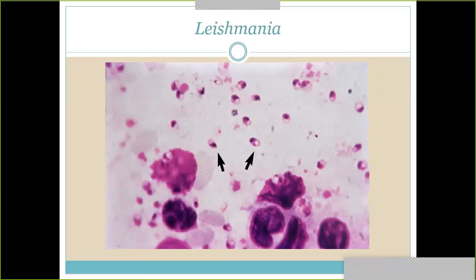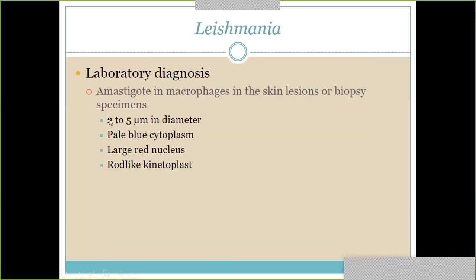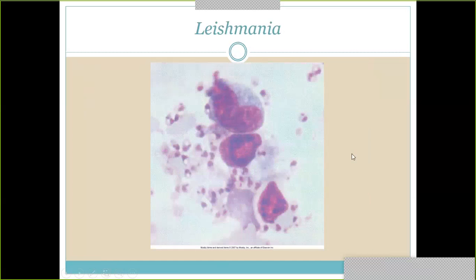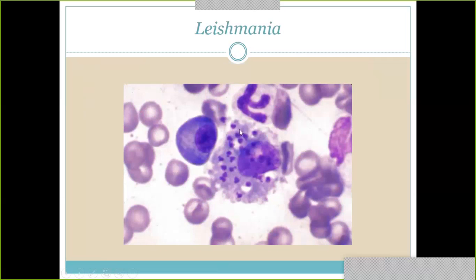So here's what they're going to look like, those little round things. They're just small. They're only 2 to 5 micrometers in size. They're going to have a large red nucleus, which is what you're seeing in each one of them. So there's another picture. You're going to start to see them more in the cells here. And then there's a great one with them definitely inside that macrophage.